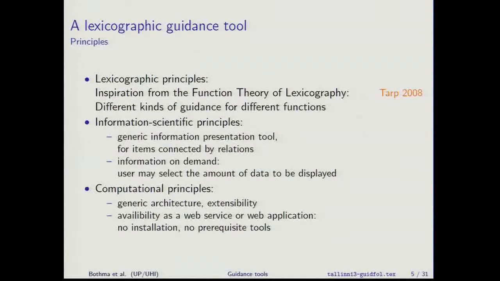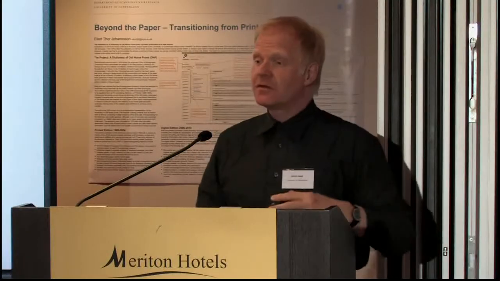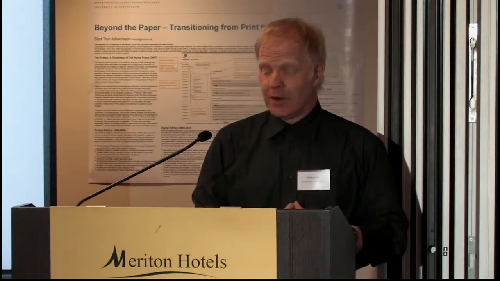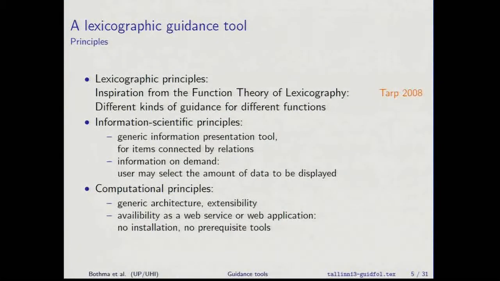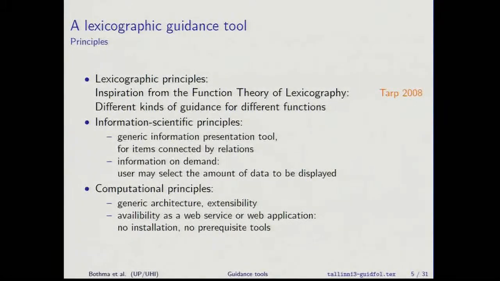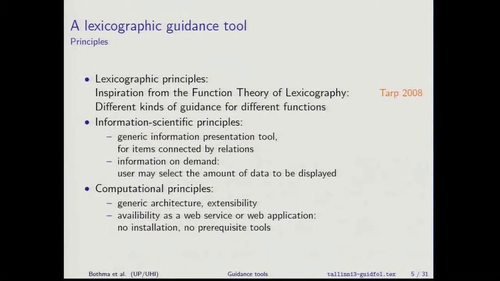So the lexicographic principles are somehow inspired by the lexicographic function theory and the idea that different tasks need different types of guidance, and that from an information scientific point of view, you would want some generic tool component which could be plugged into an electronic dictionary and which would provide information on demand such that users can themselves determine how much data they want to be displayed. Computationally speaking, we basically aim at a generic extensible architecture which is based on web services.